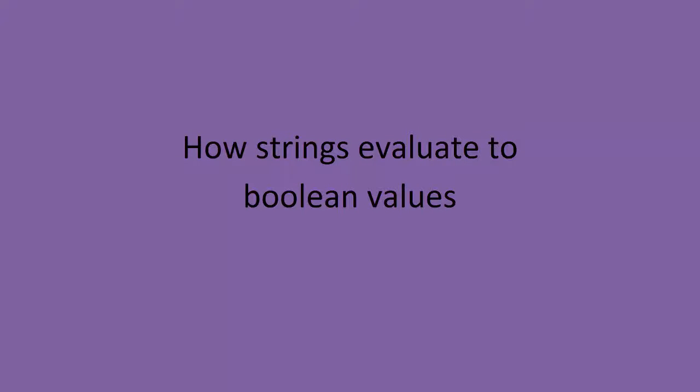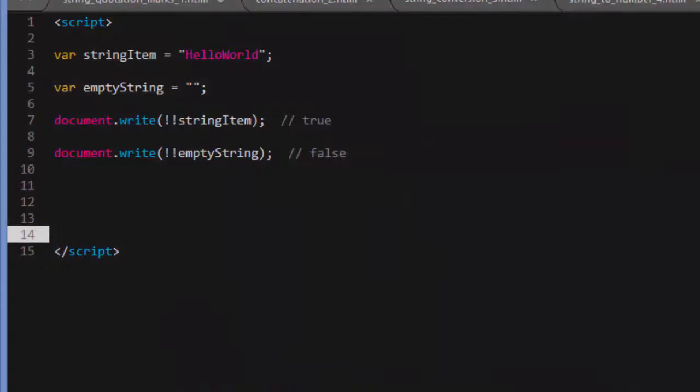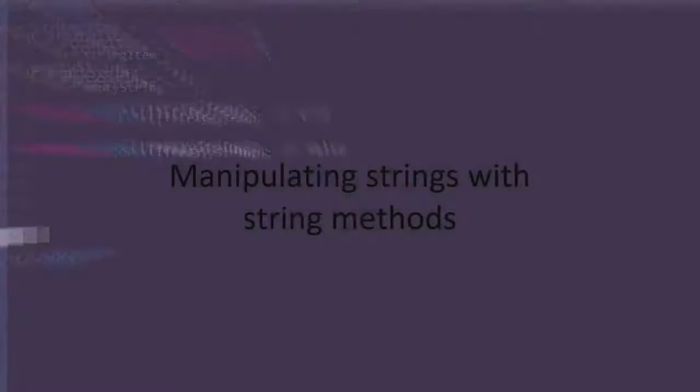The way strings evaluate to Boolean values is as follows. Empty strings evaluate to false, non-empty strings evaluate to true. You can use the double not operator to convert a value to its Boolean equivalent. On the screen we have an example. Here we use the double not operator on two strings, one that is empty and one that is not empty, and the respective Boolean values are returned.